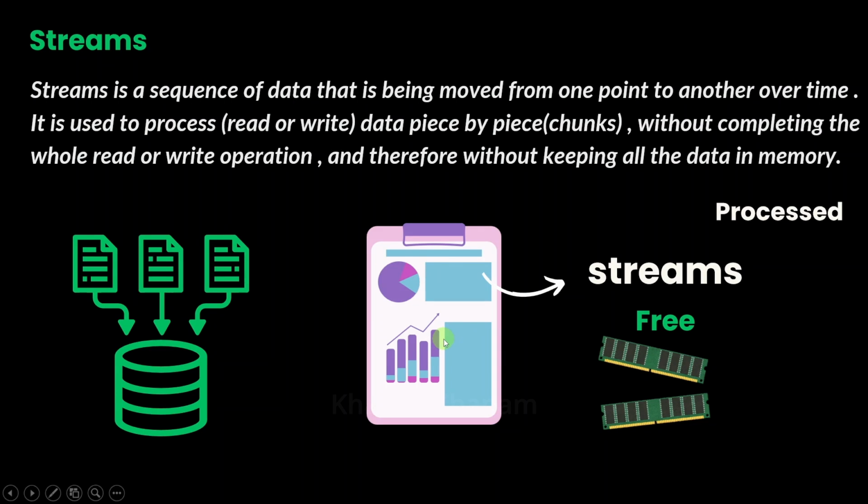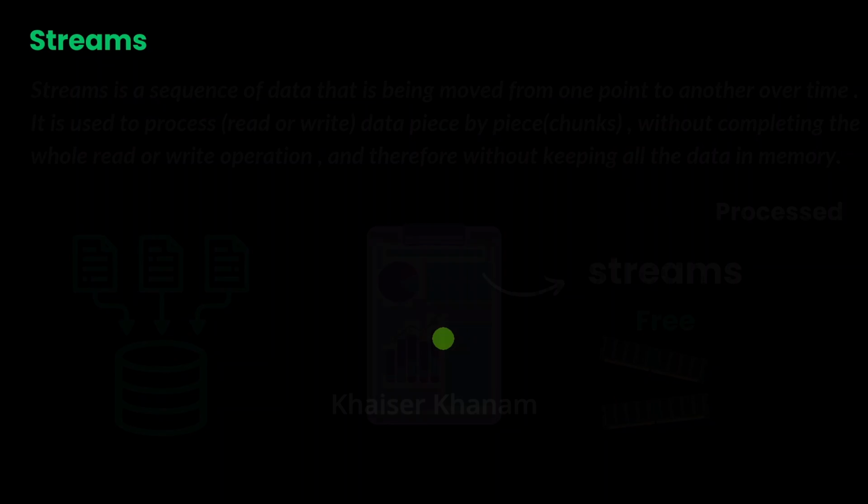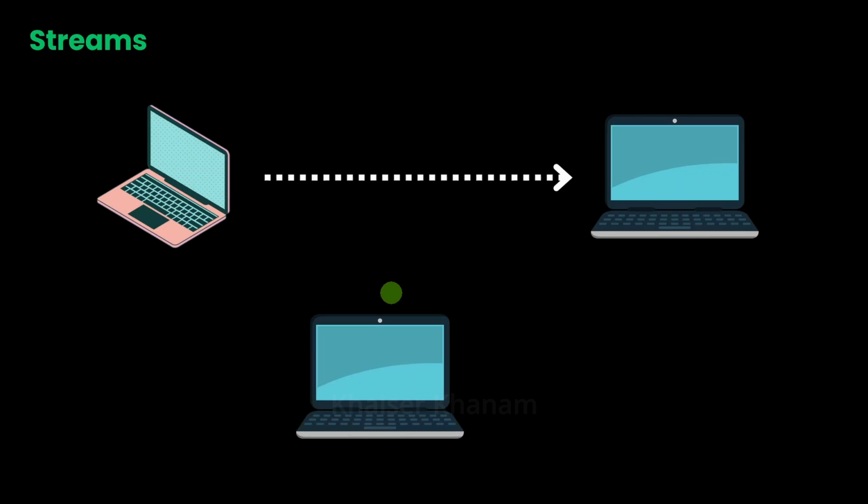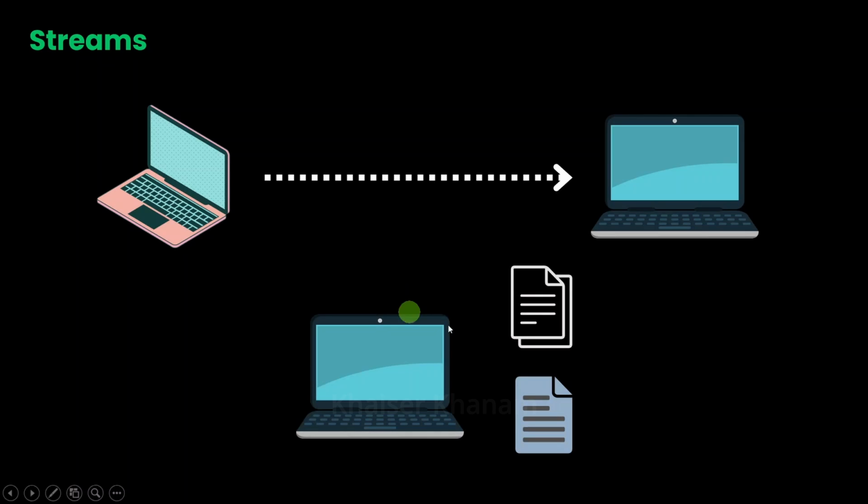Streams are not only used for reading file content, they are also used when data is moved over the internet. So from one computer to another computer, if I want to transfer data, in that case also streams are widely used. As well as in the same computer, from one file to another file, if I want to transfer data, then also you can use streams. So nowadays streams are everywhere.